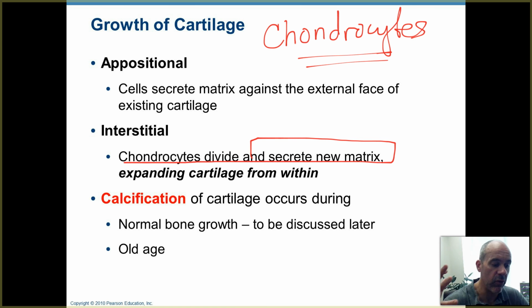So when you need to grow a cartilage, you need to expand it in size. Chondrocytes that are inside the cartilage, as they undergo mitosis, they divide. That's going to expand the cartilage from within. That type of growth is called interstitial growth.